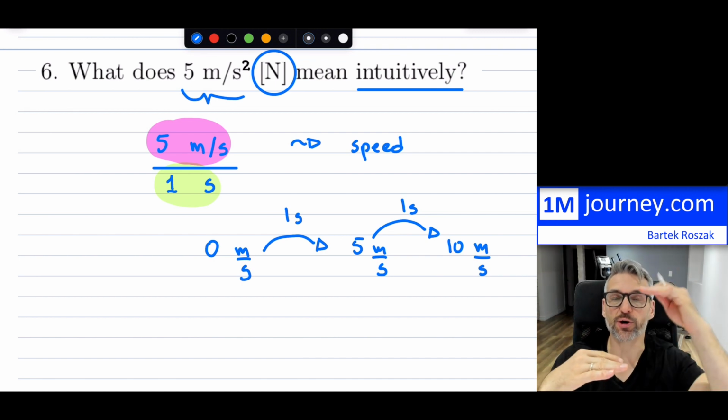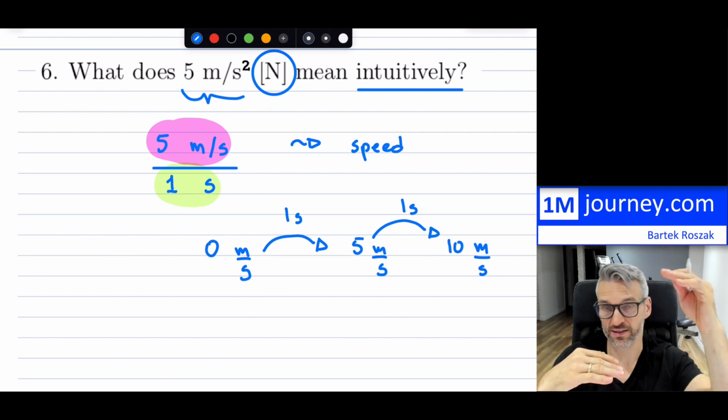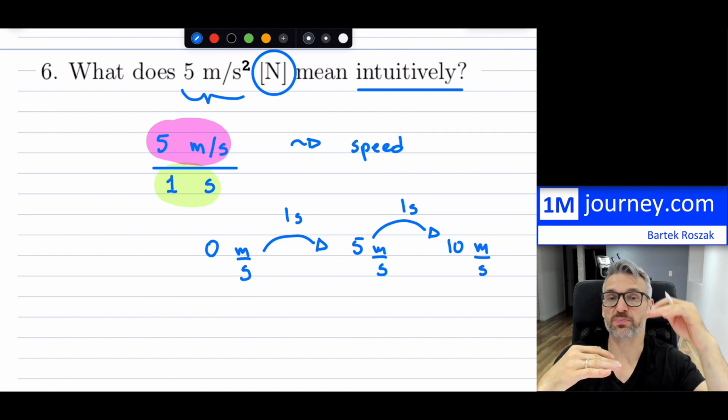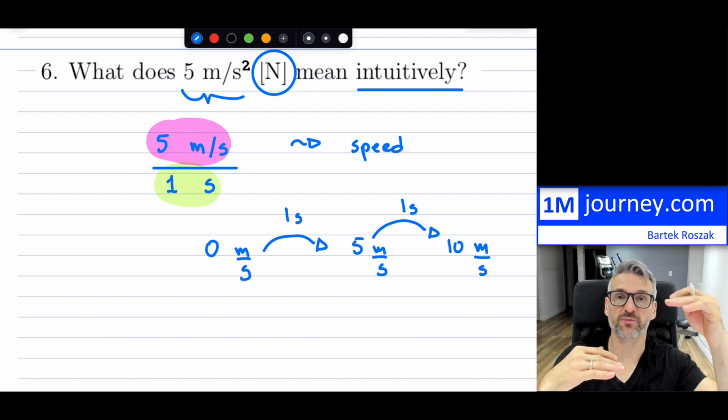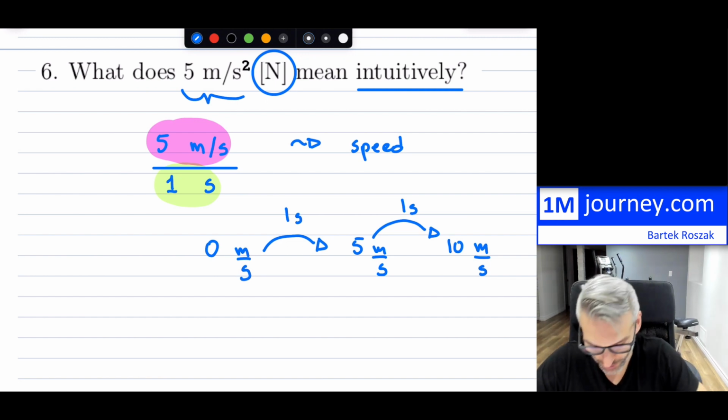So it is an increase. The intuition is that the acceleration here, yes, is in the north direction, but the speeds are increasing by 5 meters per second every second. And that is what the intuition actually holds. All right, so that's one example for you.